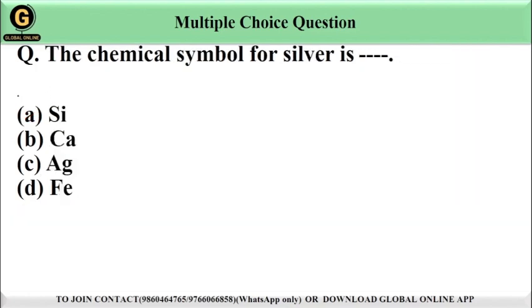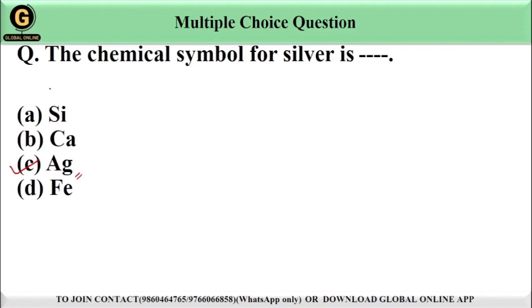The chemical symbol for silver is, options are given: A, Si, B, Ca, C, Ag, and D, Fe. So guys, the chemical symbol for silver is Ag, which comes from the Latin word argentum. Silver is a precious metal used in various applications, including jewelry and electronics. The other symbols correspond to different elements. Si is silicon, Ca is calcium, and Fe is iron. So the correct answer for this question will be option C, Ag.